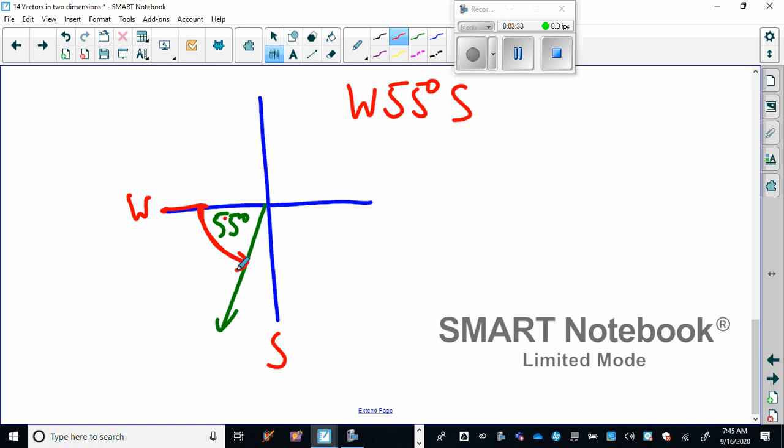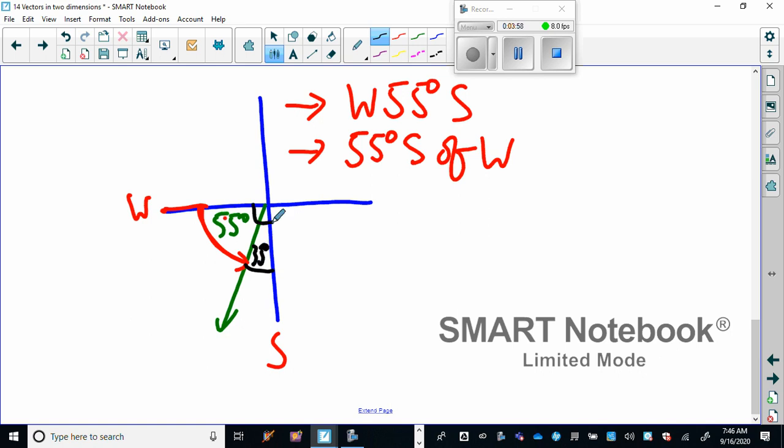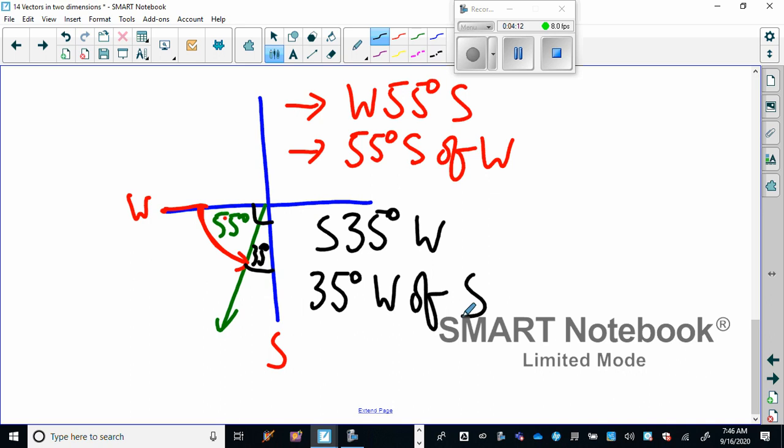The other way, let's continue with that angle. If I want to express that with the word of, then it would be 55 degrees south of west. And you'll notice how they're reversed. Here in the first example, we have west first, and in this example, we have south first. So make sure you're aware of that. And then, of course, that's 55 degrees, and this angle in here must be 35, because they have to add to 90 degrees. So our other set of answers for this would be south, 35 degrees west, or 35 degrees west of south.